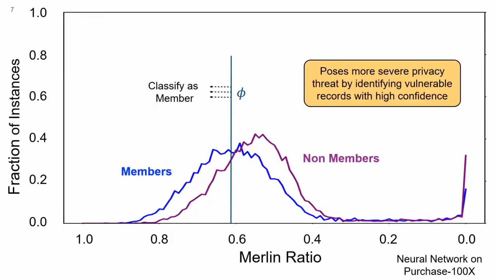The figure shows the distribution of Merlin ratio of members and non-members for a non-private model. As shown, there is a gap between the two distributions which the attacker uses to launch the membership inference attack. As mentioned earlier, Merlin finds a suitable threshold on the Merlin ratio to differentiate members from non-members. We note that the ratio of members to non-members is very high for higher thresholds. Thus, Merlin poses significant privacy threat by identifying the most vulnerable members with high confidence.